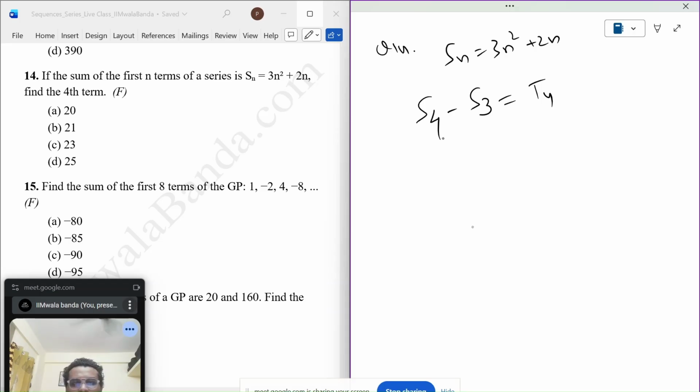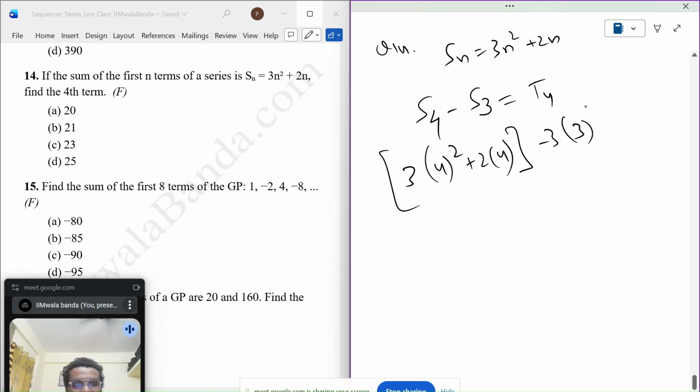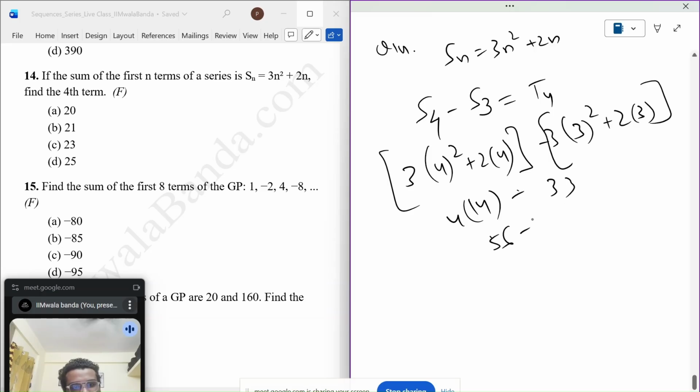So you have to simply put the sum up to four terms. There's no formula because it has already given me a formula. This is the sum of four terms, and this is the sum up to three terms. That's it. Now solve. Yeah, let's do it. If you take 4 common, this is 12 plus 2, 14, and I took 4 common. And if you take 3 common, this is 9 plus 2, 11. So 33. This is 56.